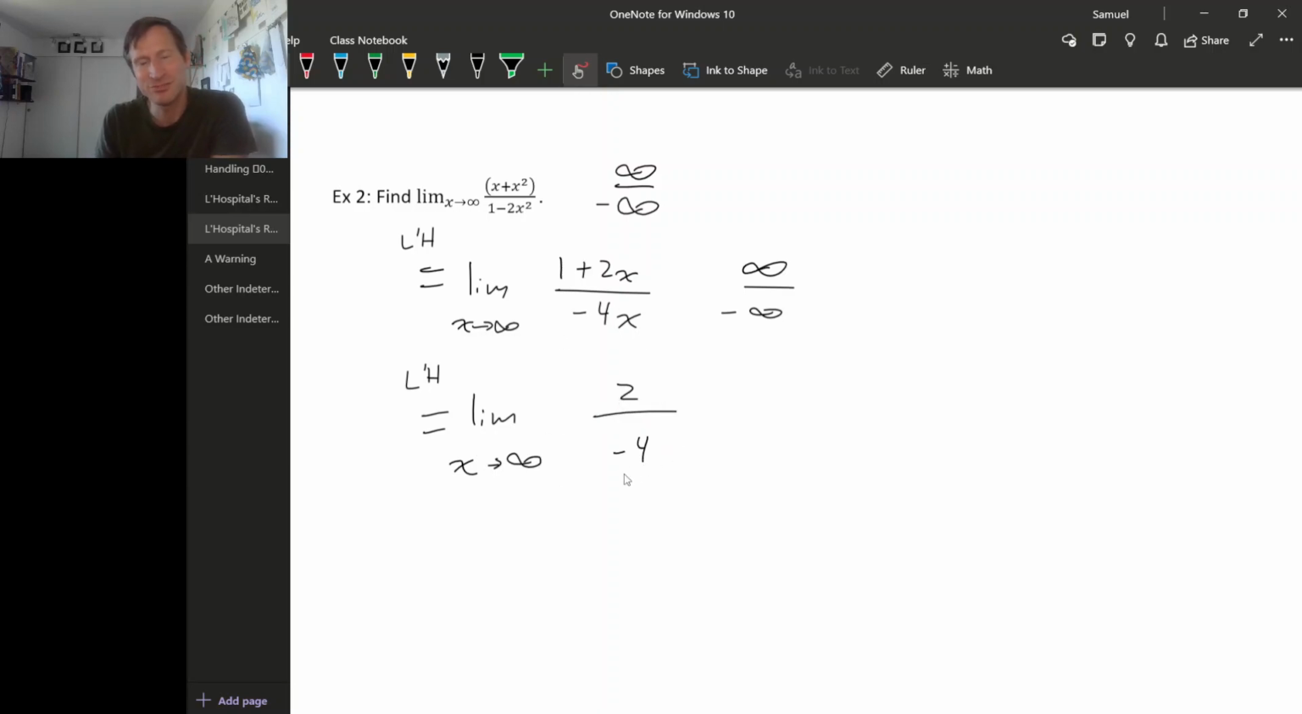And now there's really no calculation to do for this limit. This is minus 1/2. Of course, that does correspond with what we would have gotten if we'd used our algebraic tricks to calculate this limit at infinity.